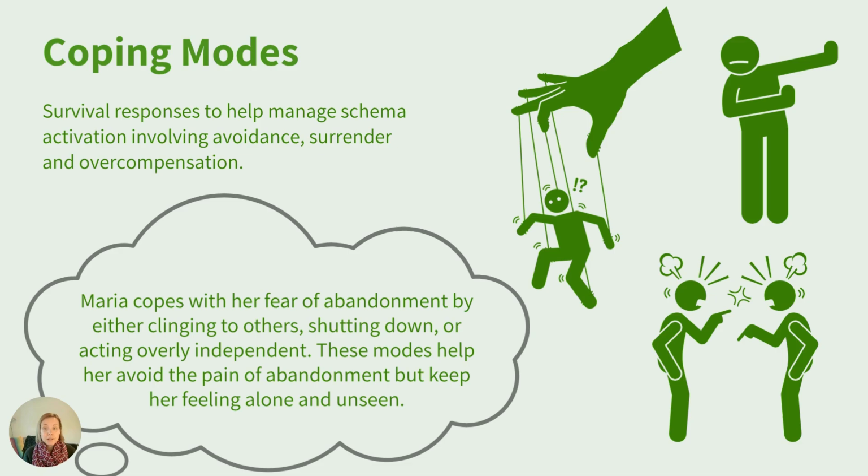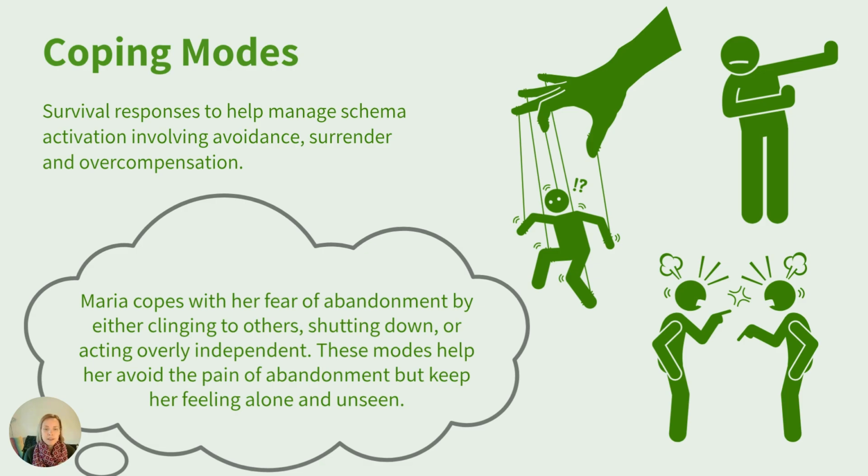Okay, and a third type of modes are the coping modes. So the coping modes are survival responses to help manage the schema activation. They involve avoidance, surrender, and overcompensation. The coping modes perpetuate the schemas, so they tend to block the vulnerable child from getting their needs met.